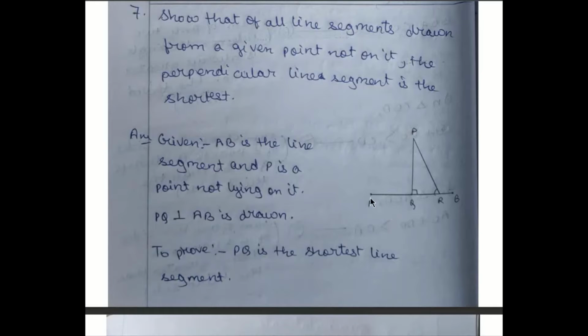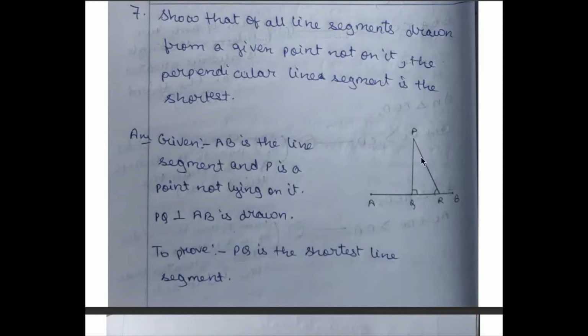So draw the diagram. AB is a line segment. P is any point not lying on the line AB. PQ is drawn as a perpendicular to this. We are going to prove that PQ is the shortest line segment.